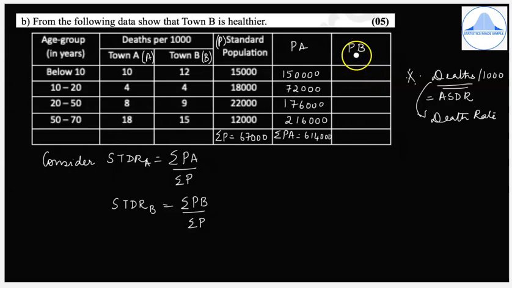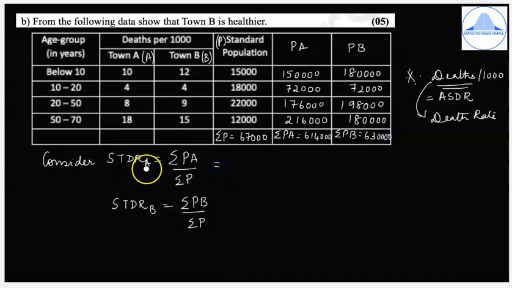Similarly, find out PB, which is 15,000 into 12, which is 1,80,000. Then you get 72,000. Then the next one is 1,98,000. Then 1,80,000. Then calculate summation PB, which is 6,30,000.